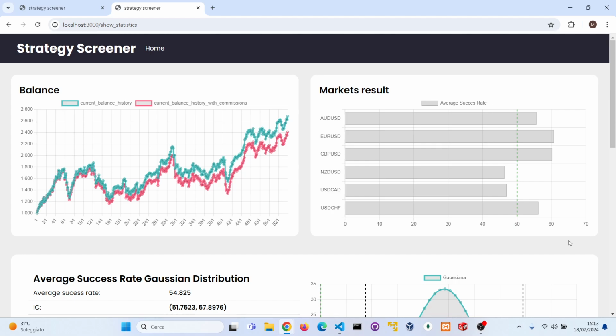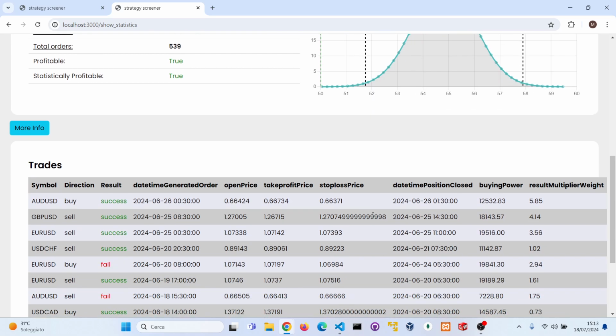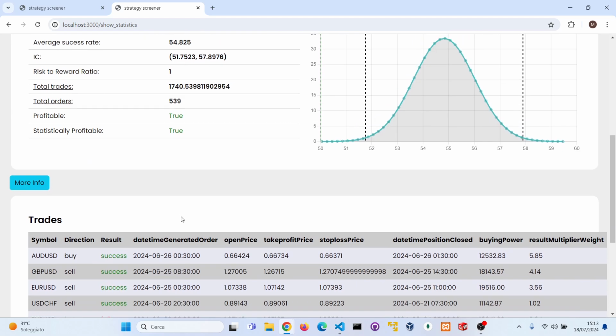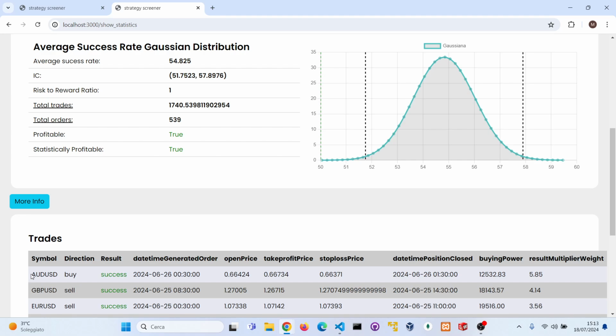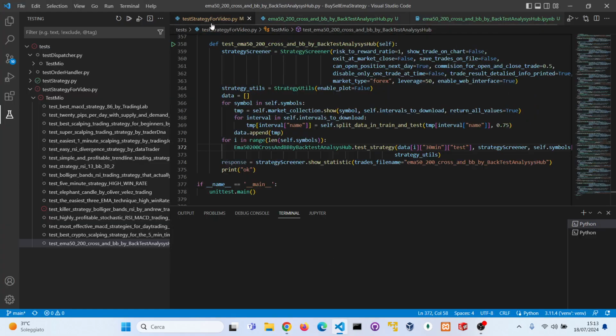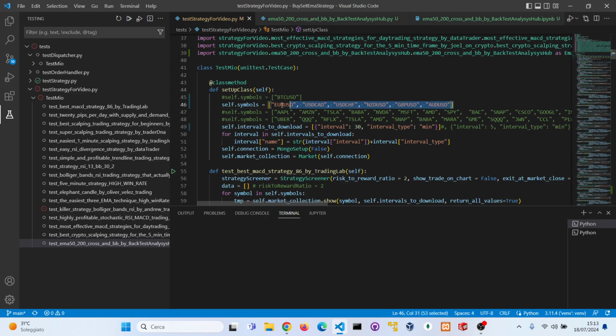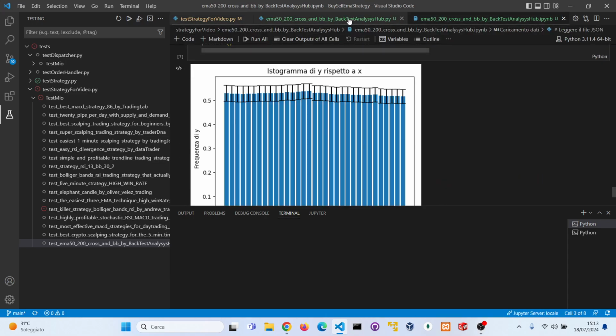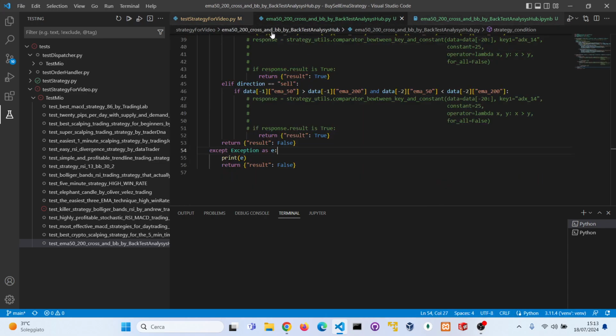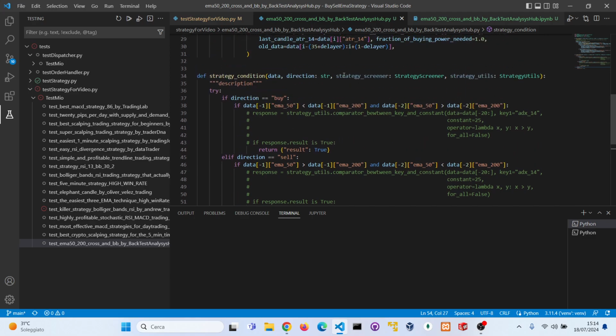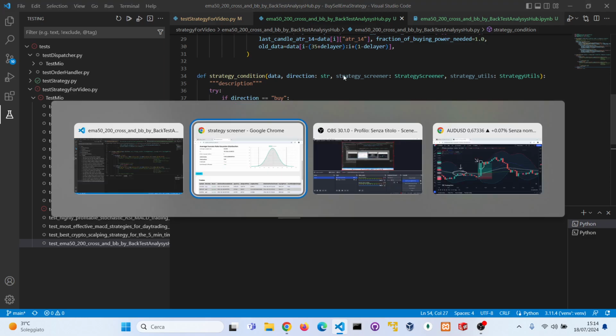But now let's talk about these strategies. So let's take a look at some of the trades that the strategy took. For example, this one. I'm gonna show you the code of the strategy, and the strategy was backtested on these forex pairs on the 30-minute time frame. The strategy is called EMA 50, 200 cross and Bollinger Bands. Why this name? Let me show you some examples.